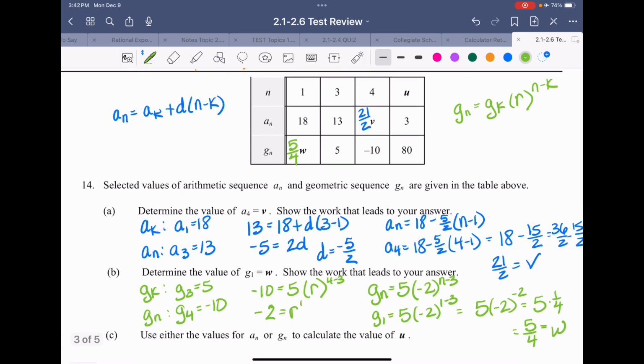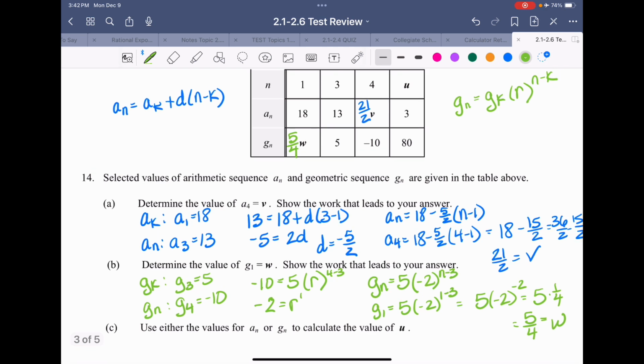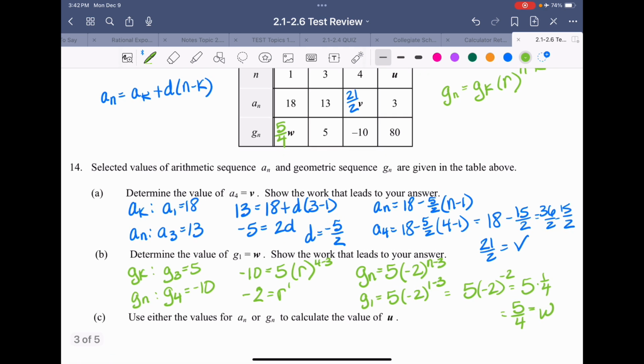All right, and then I can use either one to calculate what U is. Which one? It doesn't really matter. You can do it either way. I'll just go with the arithmetic right there. So I want A sub n. So A sub n is 3. That's equal to 18 minus 5 halves to the n, which is U, minus 1 power.